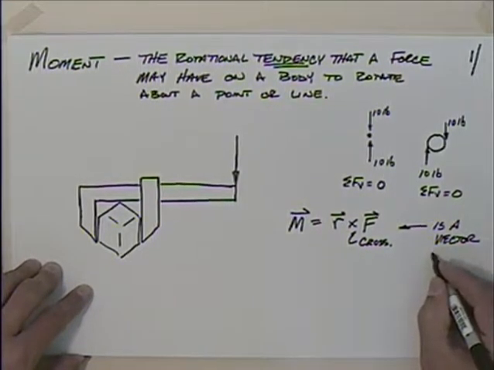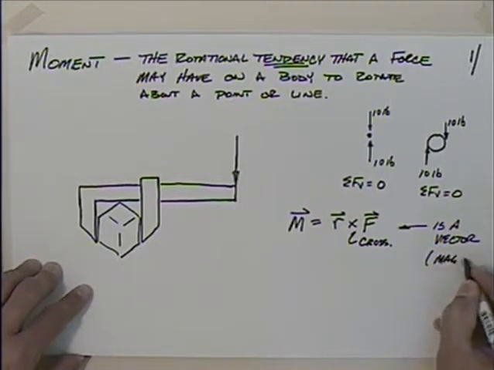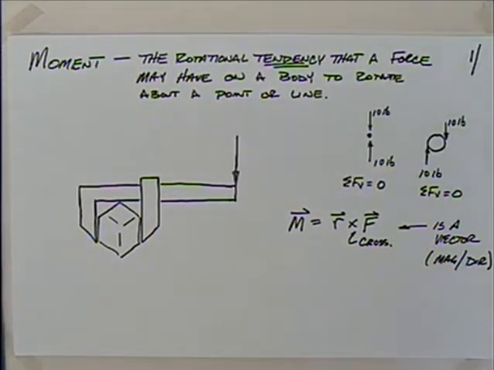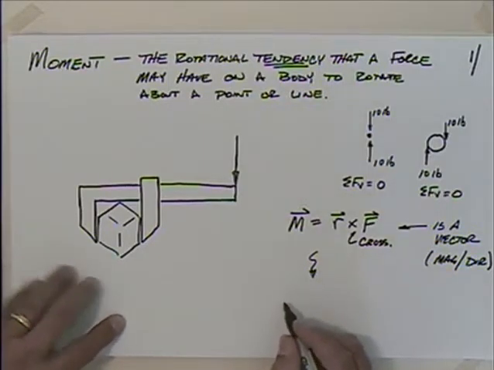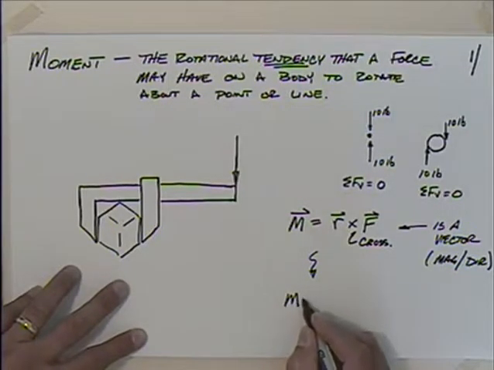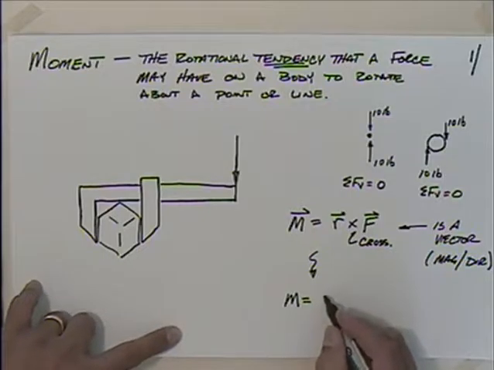which means it has a magnitude and a direction. Okay, there's the size of the tendency, and there's also the direction of the tendency. Is it going to rotate clockwise? Is it going to rotate counterclockwise? And what magnitude is that? For our purposes right now, as we get started in this, if I'm just looking at the magnitude, the moment is equal to force times distance.